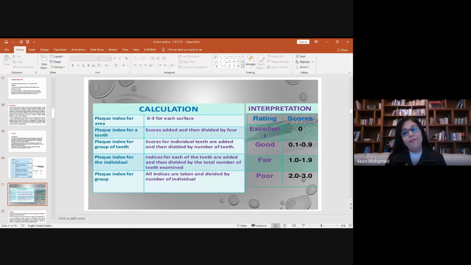Interpretation. If we have 0, it means that we have an excellent case. No plaque, so excellent.